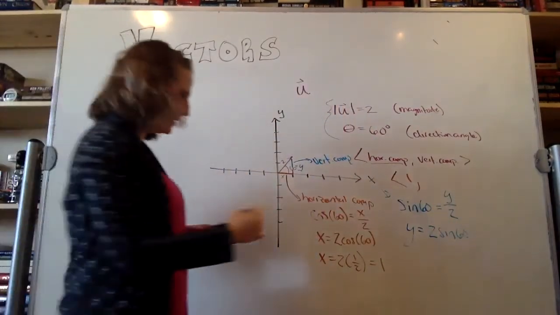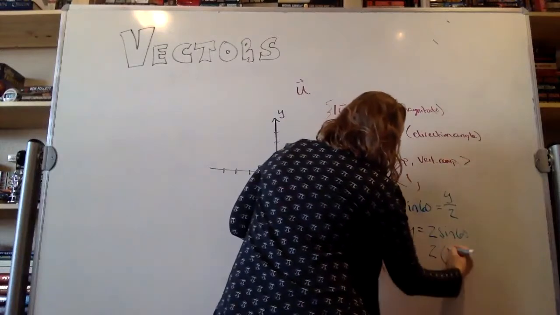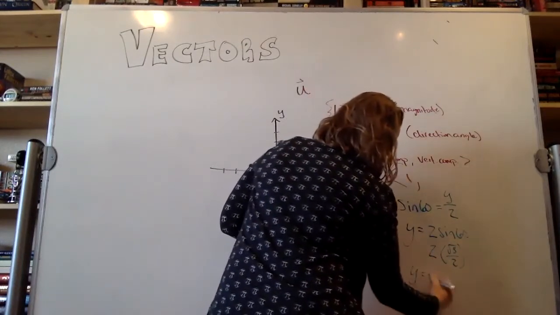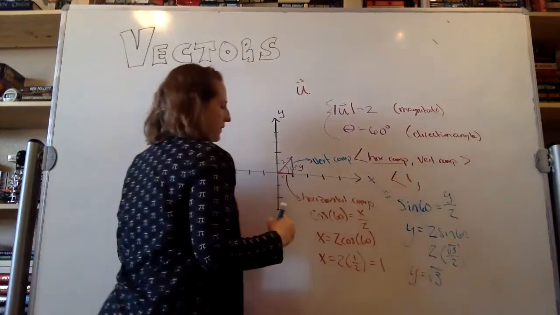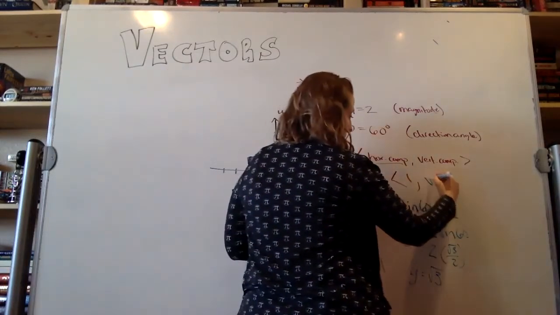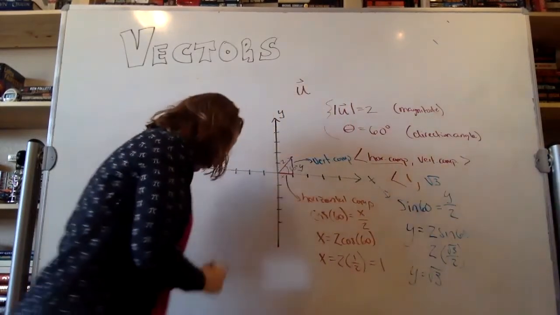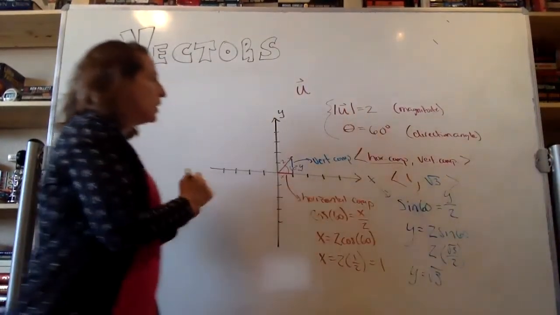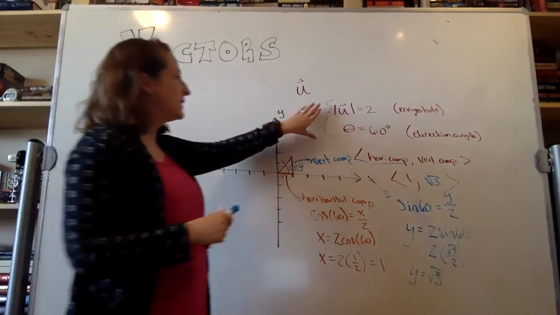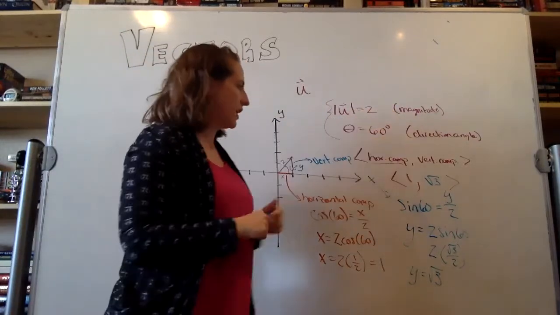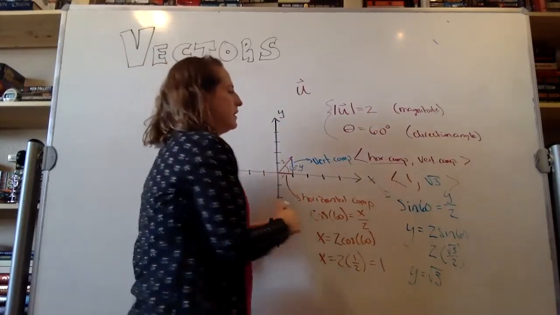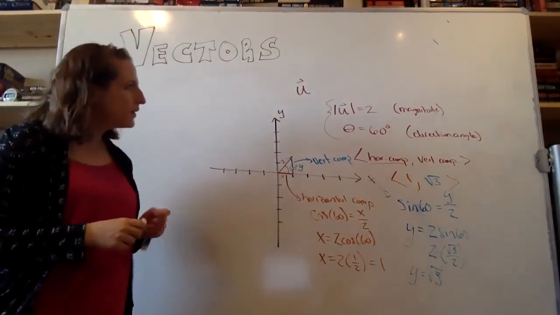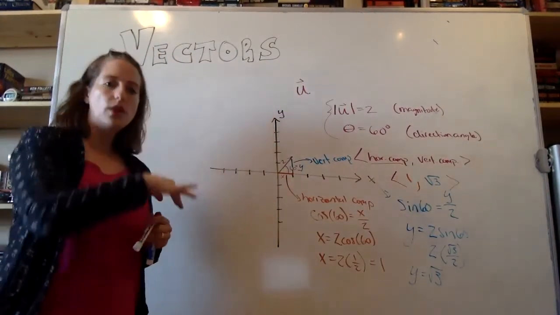But what's sine of 60? Sine of 60 is square root of 3 over 2. The 2's cancel, which tells me that y is the square root of 3. So my vertical component of this vector is the square root of 3. Okay. So here we have taken a vector that's given to us with a magnitude and a direction angle, and we've translated it into its horizontal and vertical components. Okay. Let's do another example that looks like that, and then we're going to go the other direction.